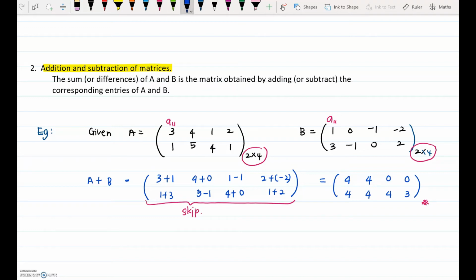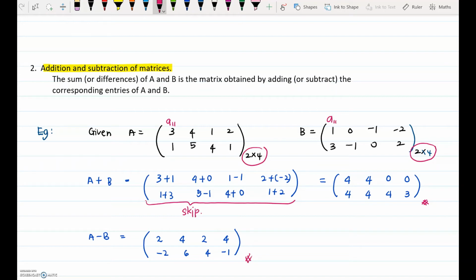How about if we want to find A minus B? Let's skip the first working. You will get 3 minus 1 is 2, 4 minus 0 is 4, 1 minus 1 will be 2, 2 minus 2 will be 4, 1 minus 3 will be negative 2, 5 minus 1 will be 6, 4 minus 0 is 4, and lastly you will get 1 minus 2 is negative 1. So this is your answer for A minus B.